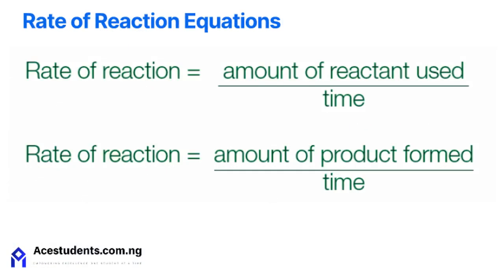There are 2 ways to express the rate of reaction. It can be written as the amount of reactants used divided by the time taken, or as the amount of products formed divided by the time taken.